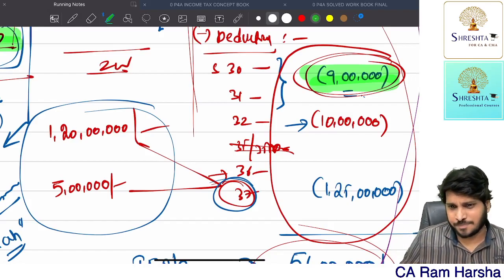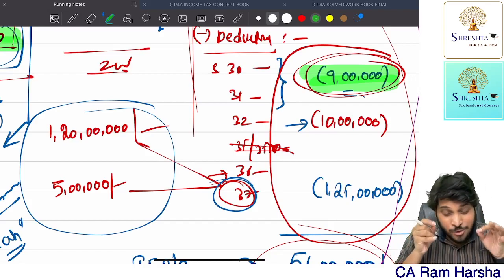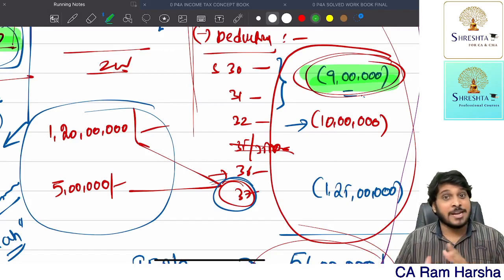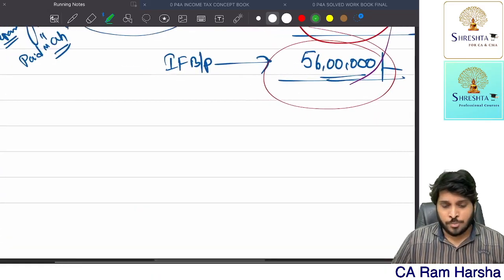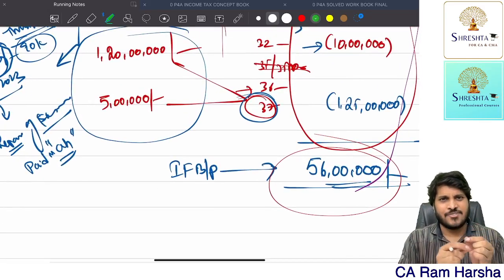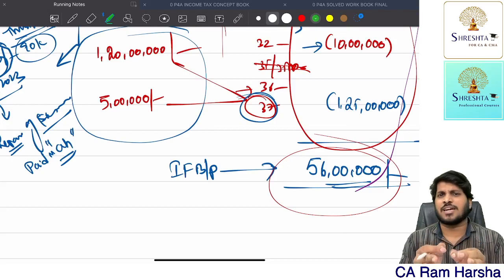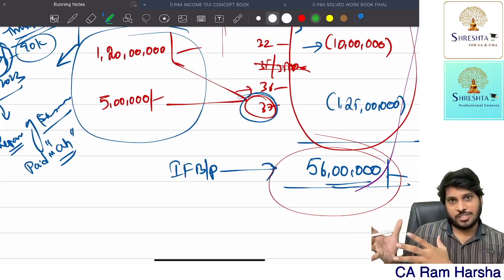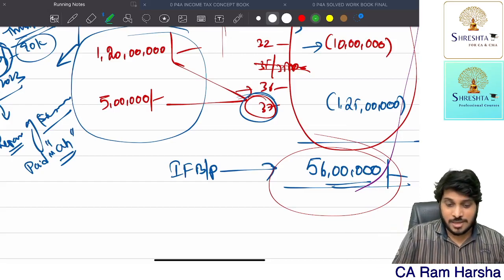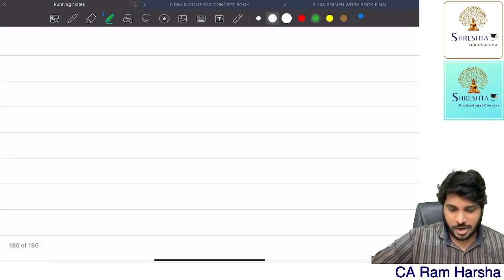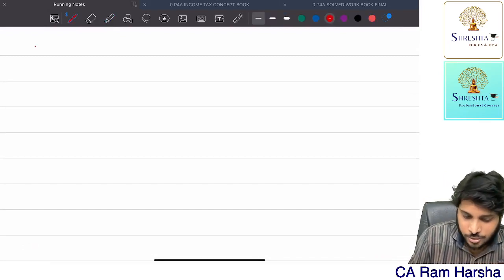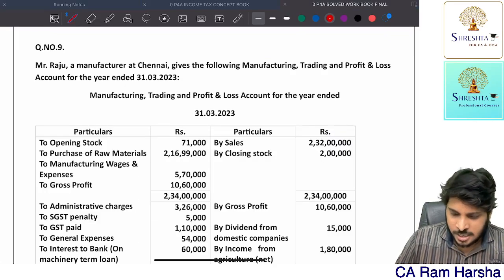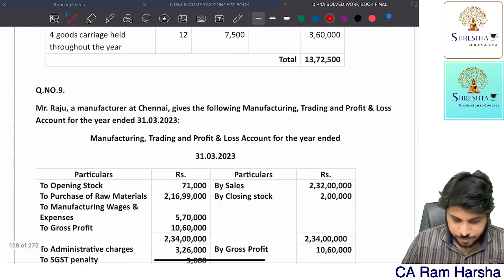I hope you're clear. We have many more like this further. Okay, so I hope you got clarity on disallowance and inadmissible expenses. So every time in exam, they will give a profit and loss account. In P&L, they will credit various items to confuse you. I will show you one example. Or else, you have a question like this. Question number 9.